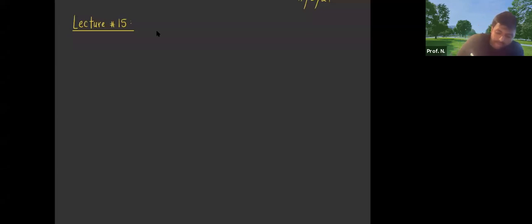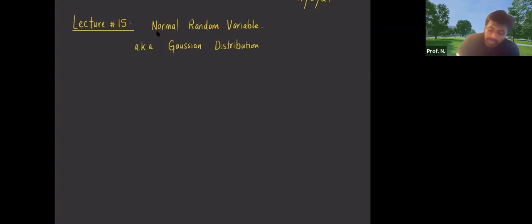So today we're going to be talking about what's called the normal random variable. It has several names. One of them is the normal random variable. Others sometimes call it the Gaussian distribution. And there are several reasons why they call it normal and why they call it Gaussian.